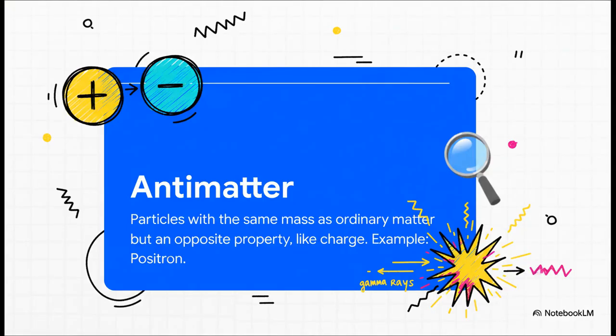Let's just pause on that positron for a second, because it's fascinating. It's the most common piece of antimatter you'll hear about. It's identical to an electron in every way, same mass, everything, but it has a positive charge instead of a negative one. And here's the really wild part. When a positron runs into an electron, they completely annihilate each other. Poof! Their mass gets converted entirely into pure energy, usually in the form of gamma rays.